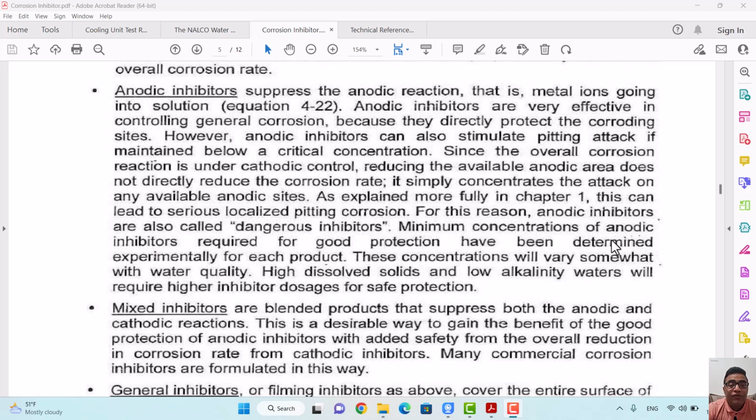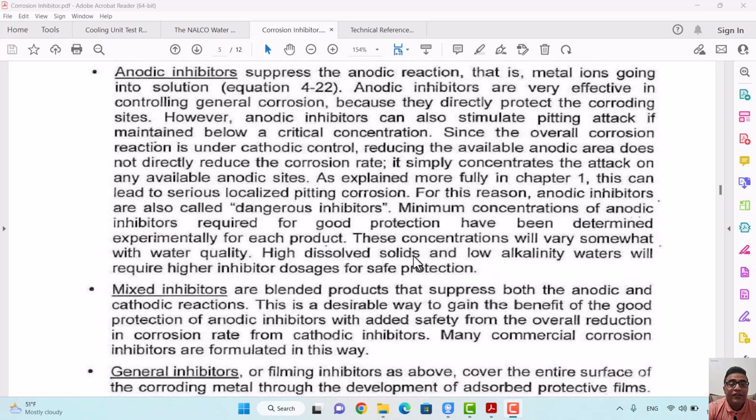Minimum concentrations of anodic inhibitors required for good protection have been determined experimentally for each product. This concentration will vary somewhat with water quality. High dissolved solids and low alkalinity waters will require high inhibitor dosage for safe protection.